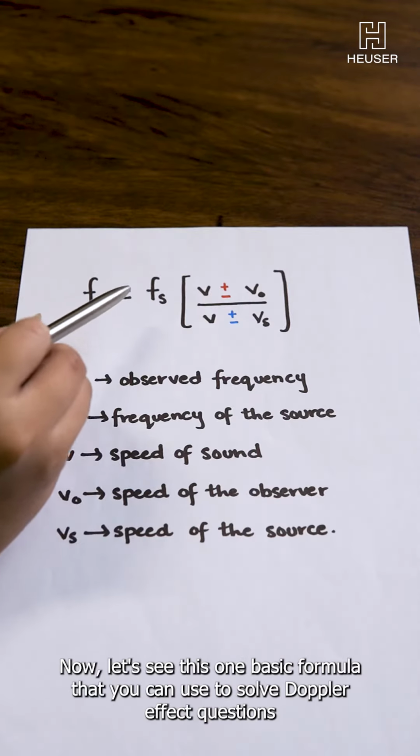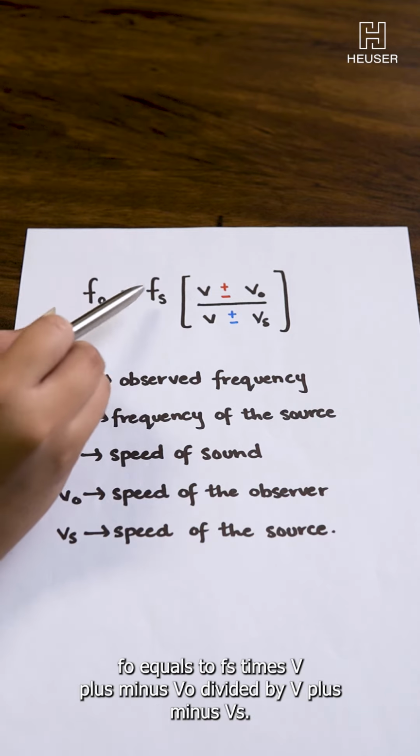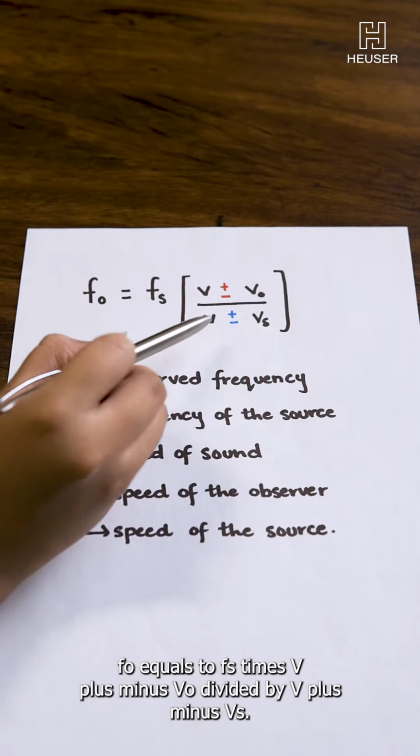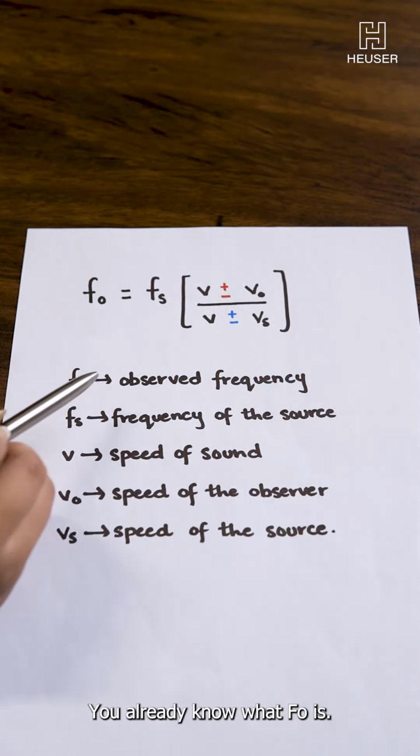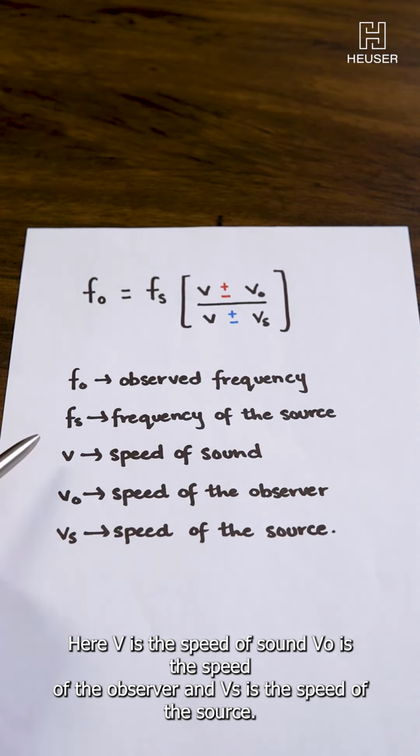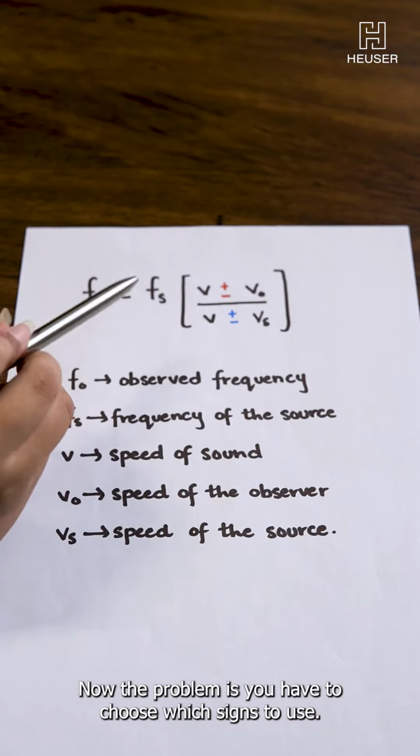Now let's see this one basic formula that you can use to solve Doppler effect questions. FO equals Fs times (V plus or minus VO) divided by (V plus or minus Vs). You already know what FO is. It is the observed frequency. Fs is the frequency of the source. Here V is the speed of sound, VO is the speed of the observer, and Vs is the speed of the source. Now the problem is you have to choose which signs to use.